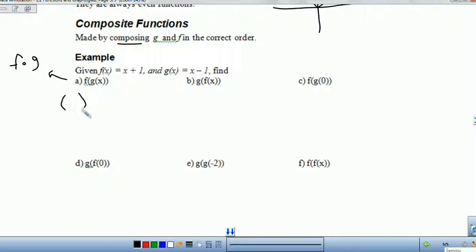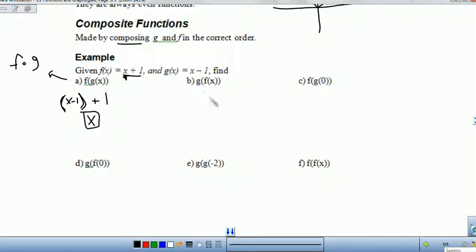So what I do, okay, I rewrite that with parentheses around what the x is supposed to be, and I'm going to take all of g of x and put it in there. Okay, now when I simplify this, x minus 1 plus 1, I get just x. Go ahead and try the rest of these on your own and come back to the video, see how you did.